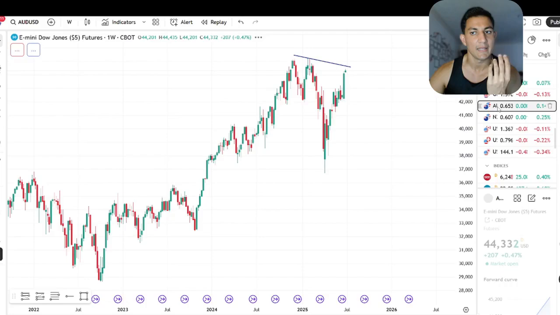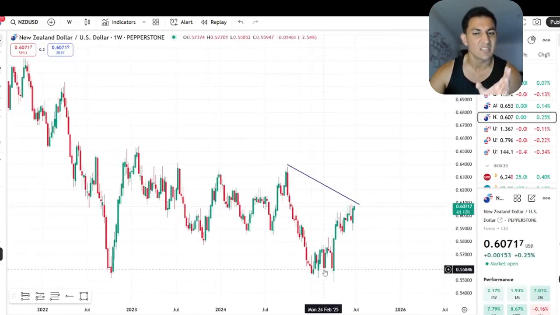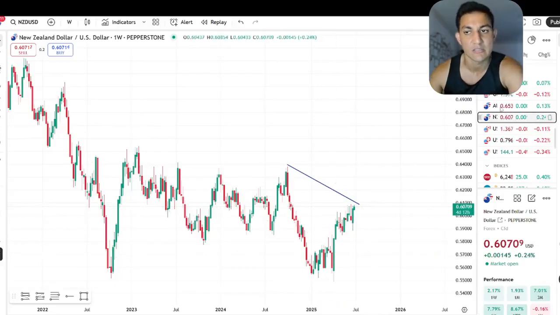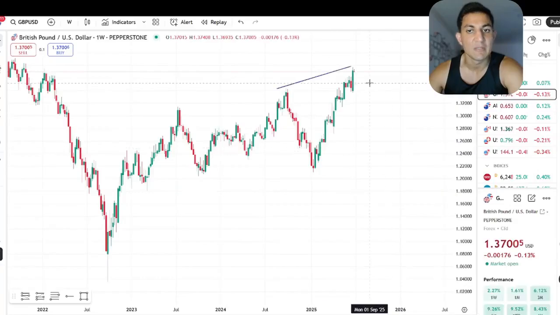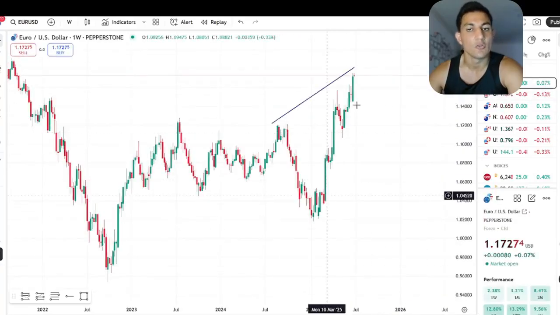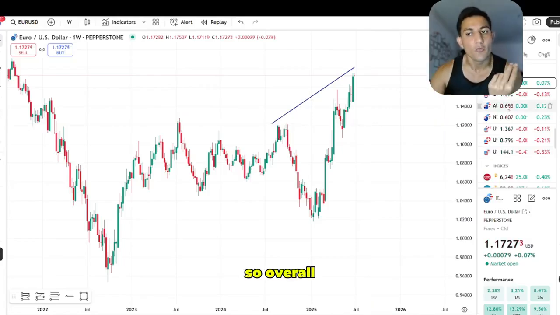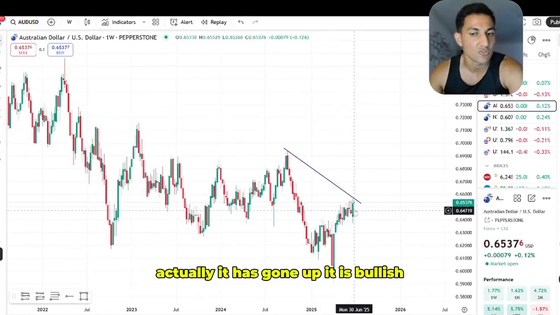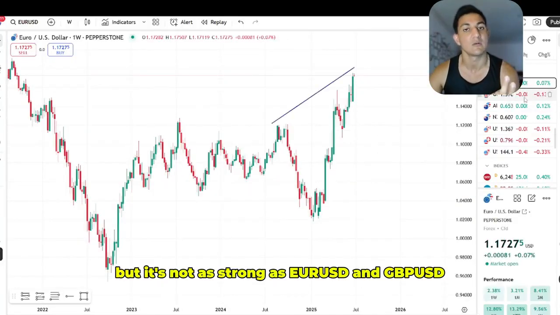So if we look at AUD USD and NZD USD, right, really important. You can see prices actually moving up, right? You can see it, right? Prices actually moving up on the weekly chart, right? It is slowly moving up, but GBP USD and Euro dollar are moving up way more, right? They're way stronger, right? So overall, you would say, let's say you looked at this point here, you would say, well, actually, it has gone up. It is bullish, but it's not as strong as Euro dollar and GBP USD.